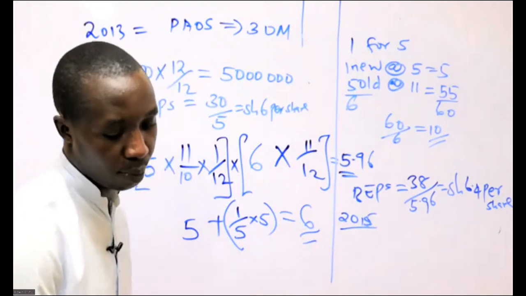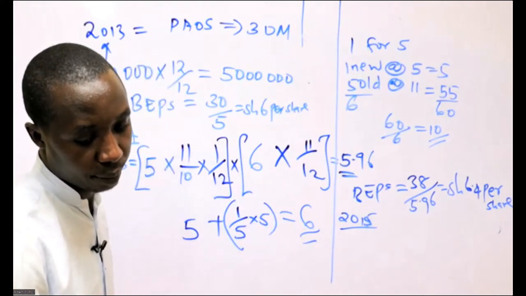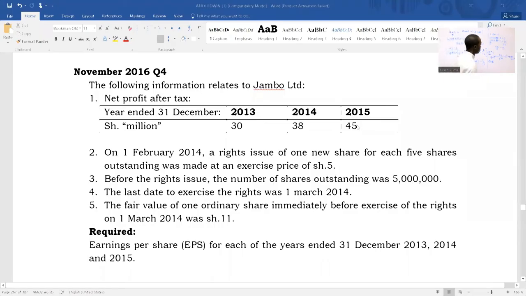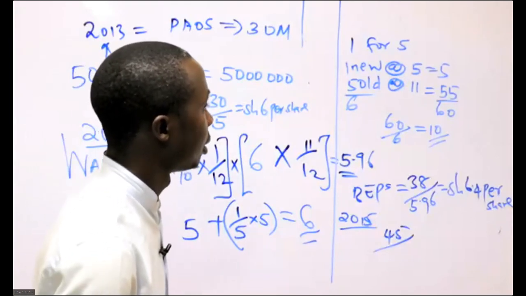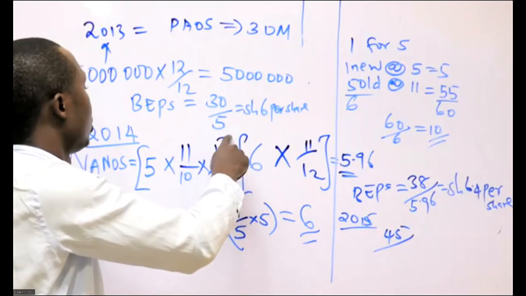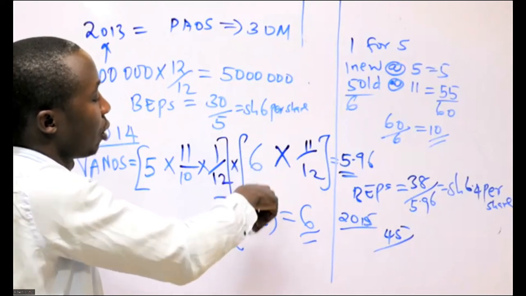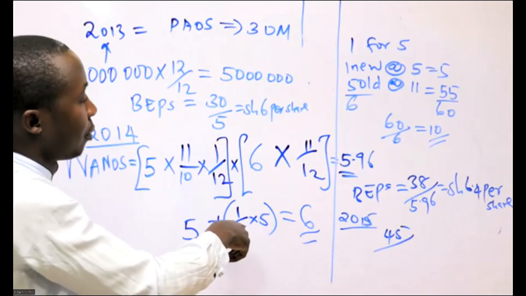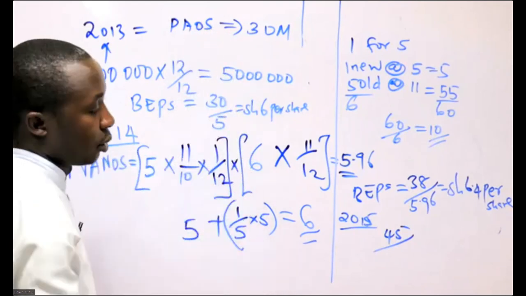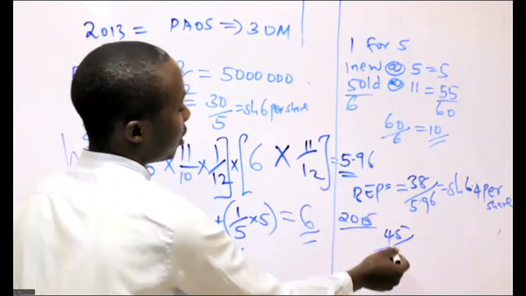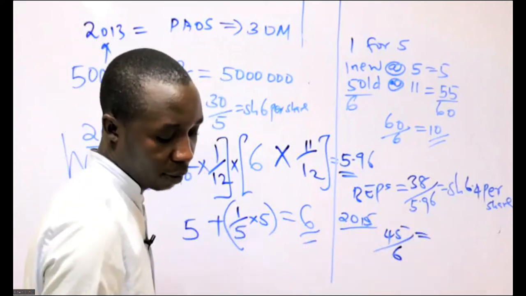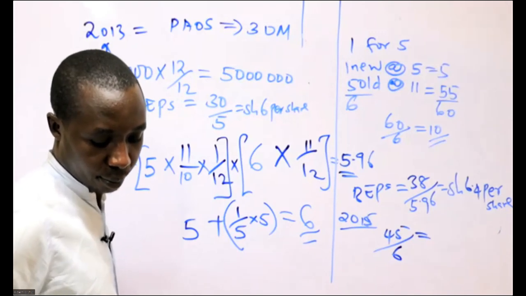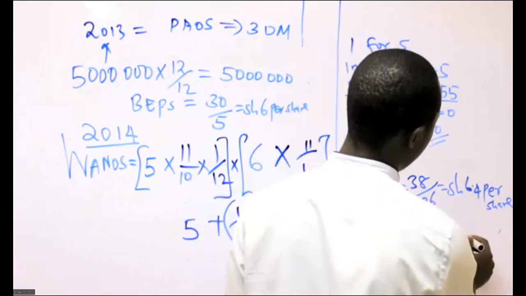Then we do the last year, 2015, which would be direct. Remember that our PAOS, we have it already: the profit after tax, the 45. So we take the 45 divided by the outstanding number of ordinary shares with the ordinary shareholders. Initially it was 5 million, then in 2014 it increased to 6 because there was an additional 1 million through the rights issue. So 6 million times 12 over 12 is just 6 million. 45 divided by 6 is 7.5 shillings per share.